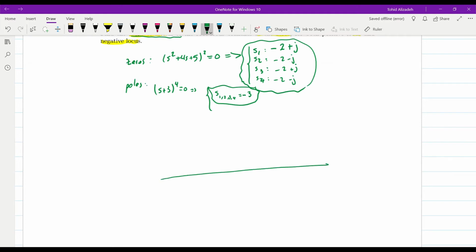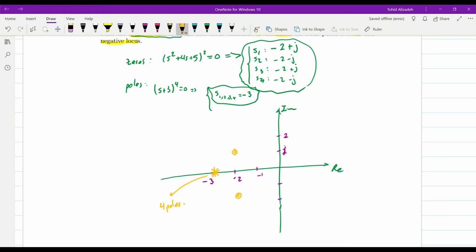Now we can start to draw. We have the real axis and imaginary axis. We have minus 3 here, minus 2, so the zeros that we have are located here. We have 2 zeros here, 2 zeros here, and we have 4 poles at the point minus 3.